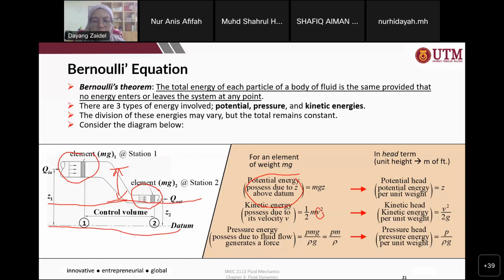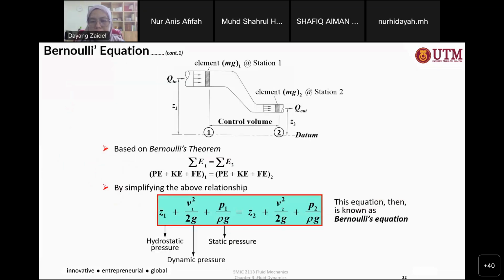Then the other one is the pressure energy, which involves the pressure. It's also called in terms of head terms. When it's in head terms, the unit is meter or feet. So the potential head is Z, in meter or feet. Kinetic head is V velocity squared over 2g, and the pressure head is pressure over rho g. So these are called the head terms, when the unit is in meter.